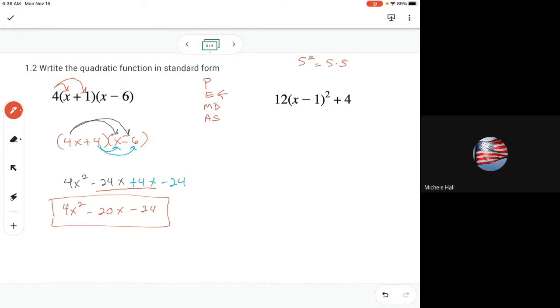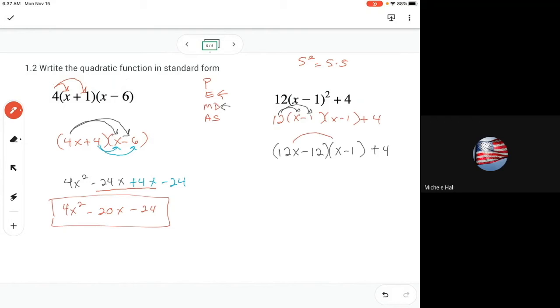Well, that would be true in this problem as well. We have an exponent. So we have 12, and then we have two parentheses that are being multiplied to each other: x minus 1 times x minus 1. We've expanded it out, and now we're back to what we were doing on the first problem. 12 times x is 12x, 12 times negative 1 is negative 12, and that's still being multiplied to x minus 1. And then we have a plus 4 on the end. We're going to use the distributive property 4 times.